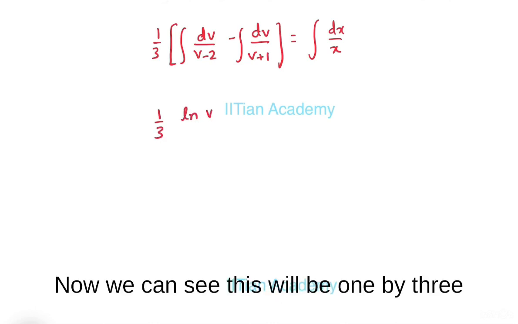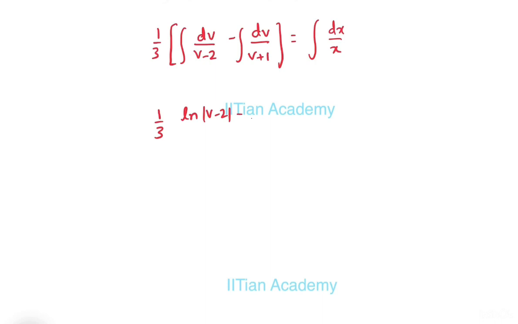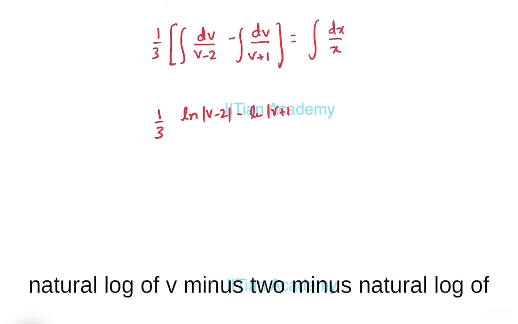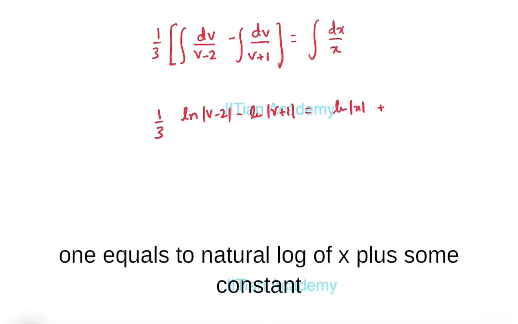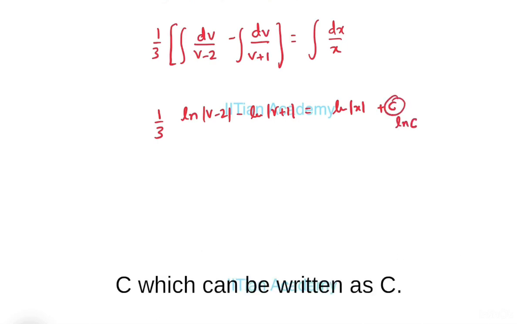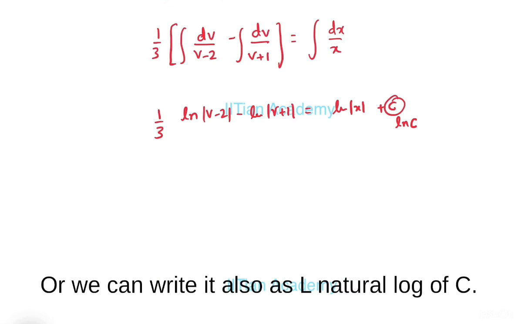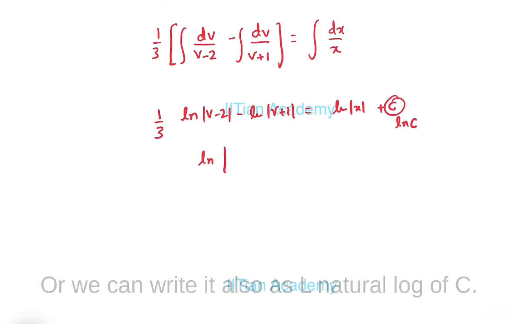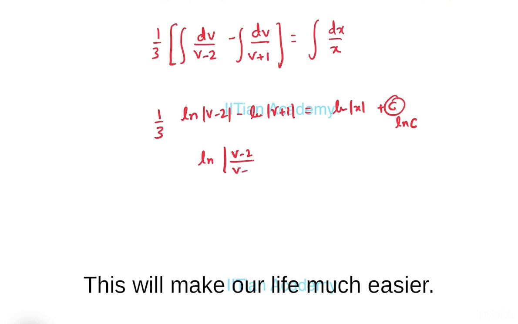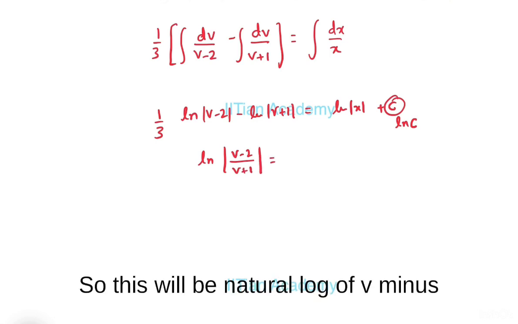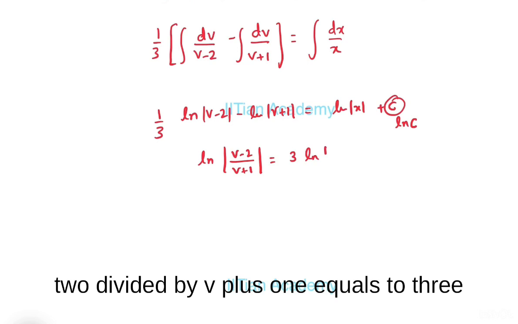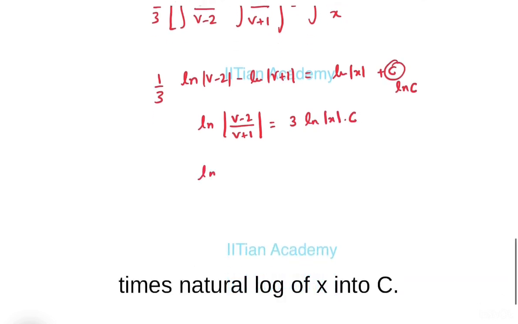Now we can see this will be 1 by 3 natural log of v minus 2 minus natural log of v plus 1 equals natural log of x plus some constant c, which we can also write as natural log of c. This will make our life much easier. So this will be natural log of v minus 2 divided by v plus 1 equals 3 times natural log of x into c.